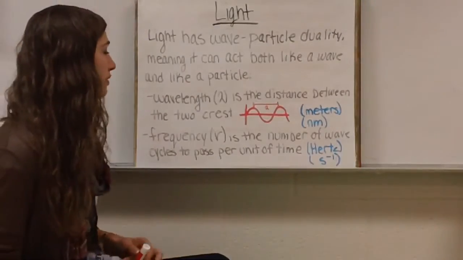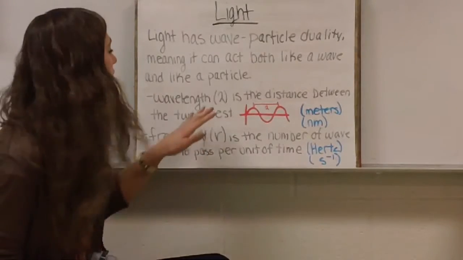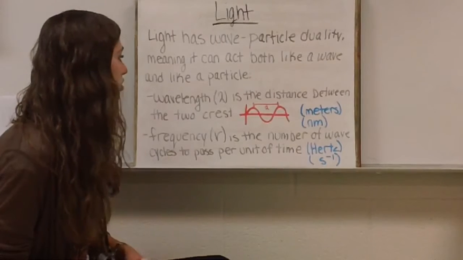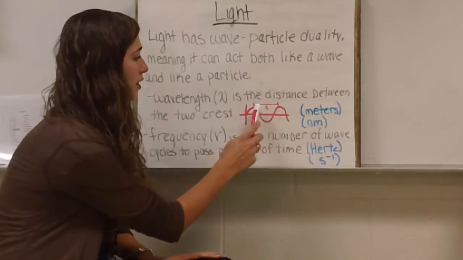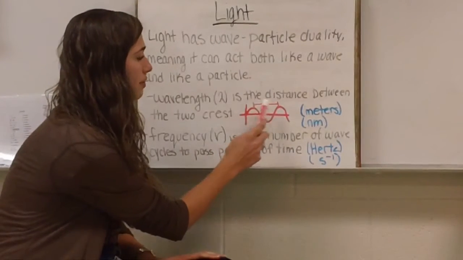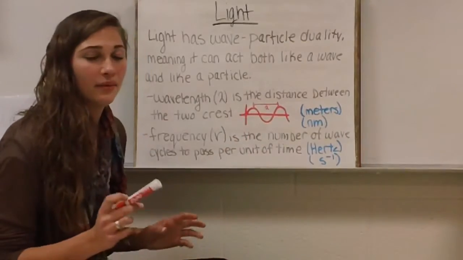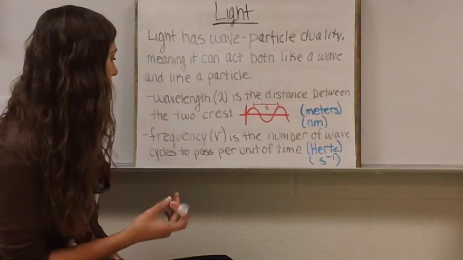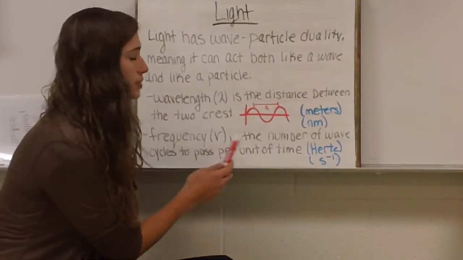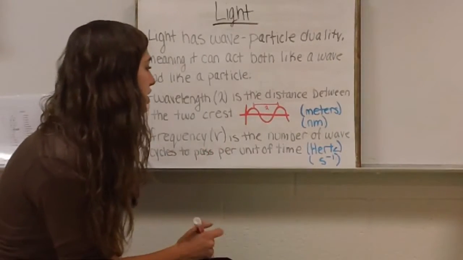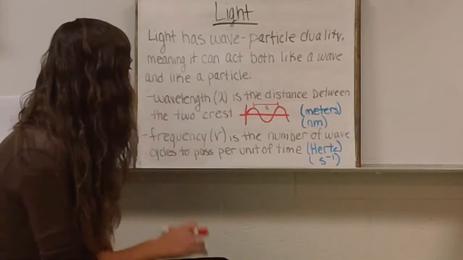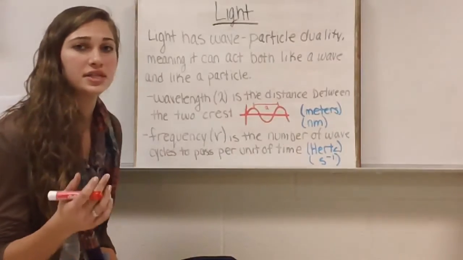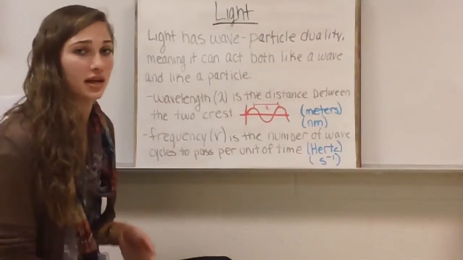The first one is wavelength, which can be represented with lambda, and it's the distance between the two crests. So if you were to draw a wave, it would be from top point to top point. And that we calculate in meters or nanometers. Next we have to understand frequency, which can be represented with nu. It is the number of wave cycles to pass per unit of time. So that can be in hertz, and hertz is the same thing as the inverse of seconds.